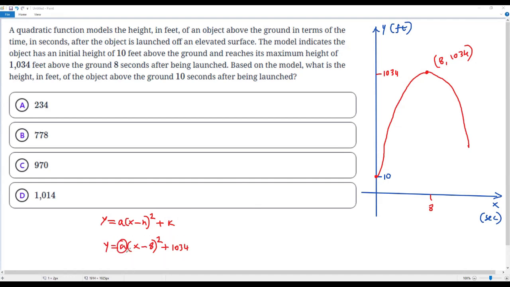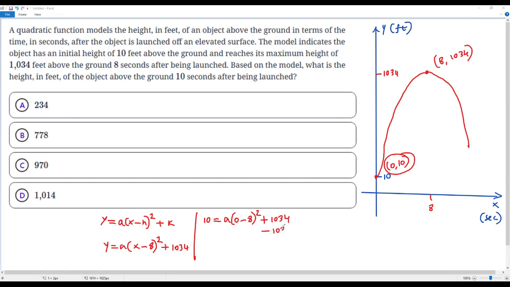To find the value of this constant, we need a point on the parabola. Let's consider this point. Actually, this is the y-intercept of the parabola, because at this point the parabola intersects the y-axis. For the y-intercept, the x-coordinate is always 0 and the y-coordinate is 10. Now we can plug this point into this quadratic function to get the value of a. Let's plug in the x-coordinate 0 for x and the y-coordinate 10 for y. Then we have 10 equals a times (0 minus 8) the whole square plus 1034.